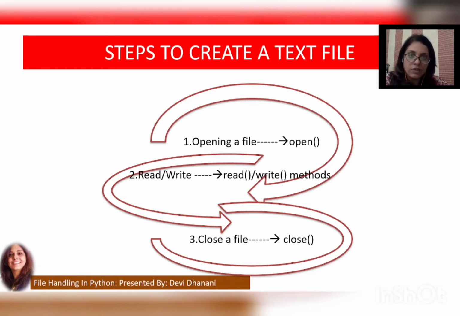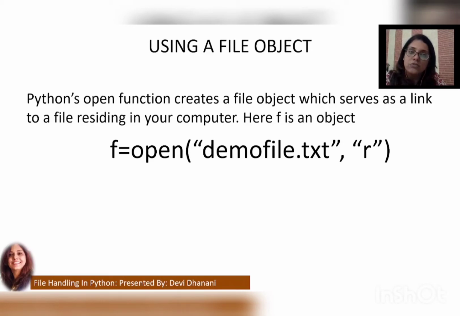So let's have a quick look at how we can perform these steps. To open a file in Python, we first write the open function, which will create a file object. This file object serves as a link to a file residing on your computer. Let's assume there is already a file created, demofile.txt. The name of the file is demofile.txt and it is a text file.